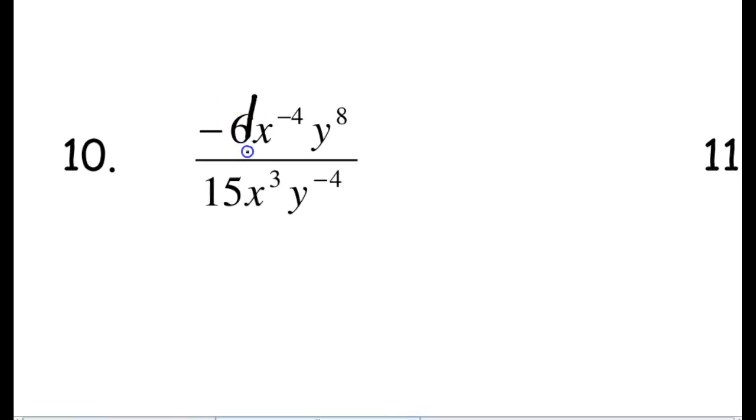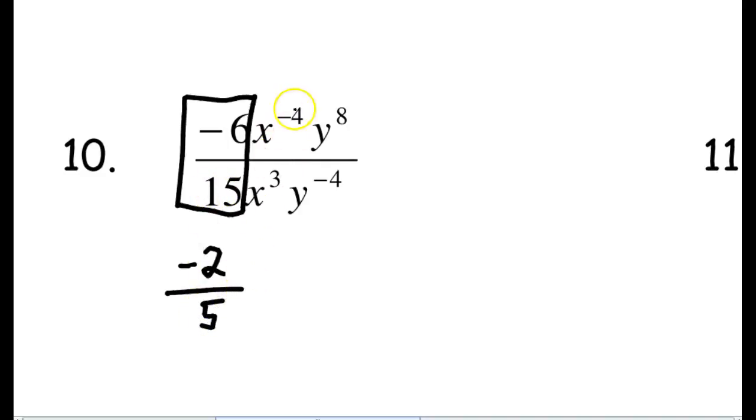Okay, a little more practice. Okay, once again, just take the coefficients and reduce them. So we can divide top and bottom by 3. Okay, negative 2. Negative 6 divided by 3. And 15 divided by 3, which is 5.